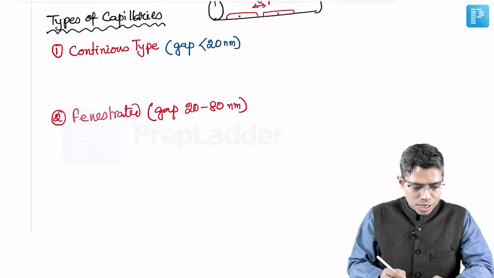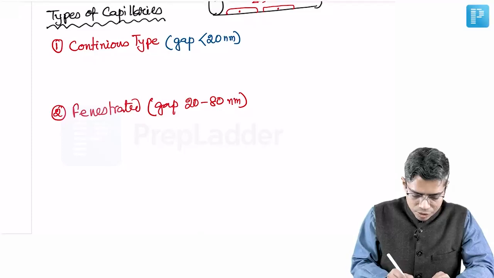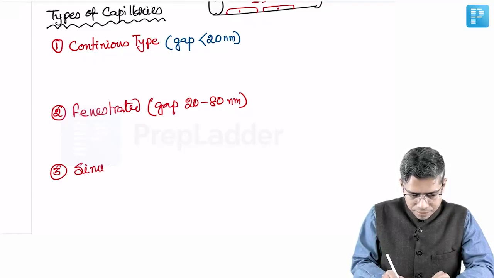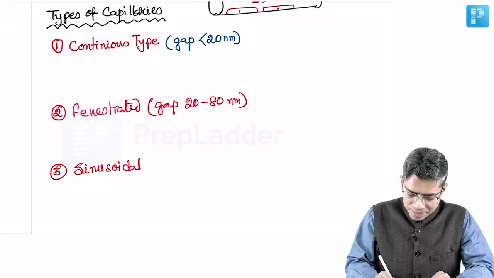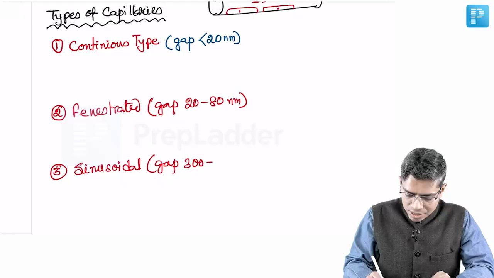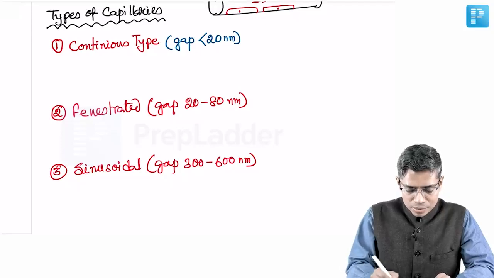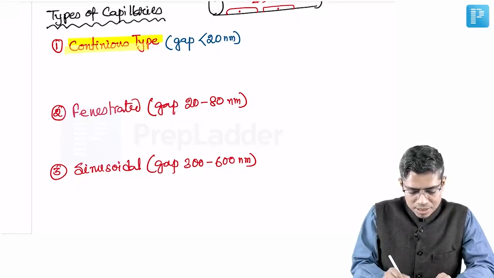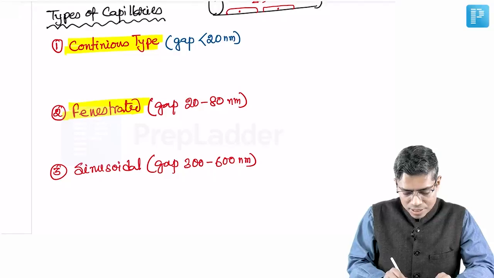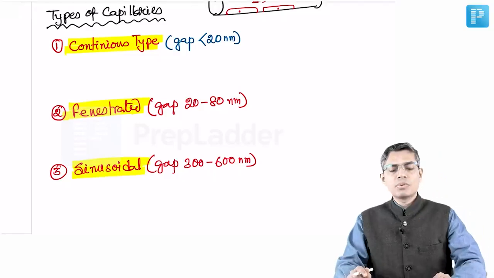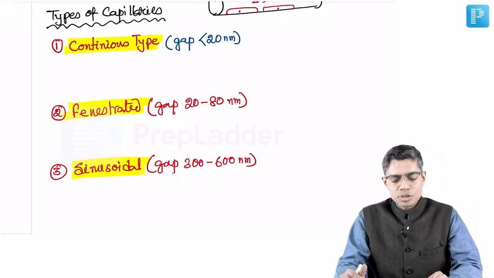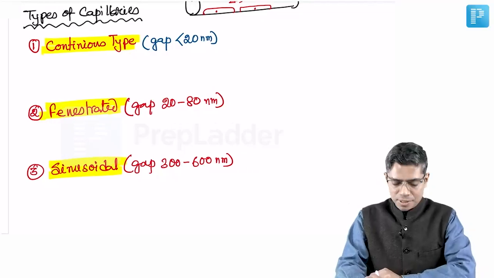And number 3 is the sinusoidal capillary. In sinusoidal capillary, the gap is very huge, 300 to 600 nanometer. Getting my point? This gap you may not remember, but at least remember the continuous type of capillary, fenestrated capillary, as well as sinusoidal capillary. Now we have to remember the examples of in which locations these different types of capillaries are present.